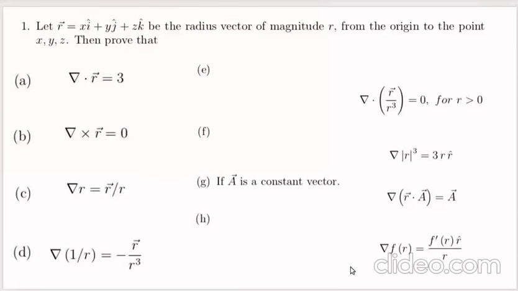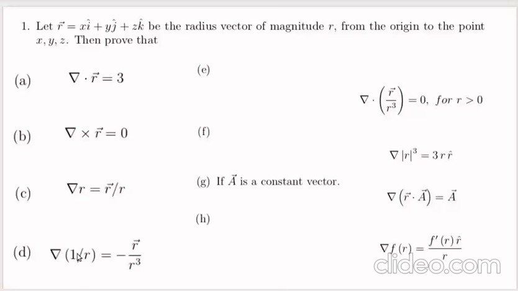Conditions. So first is divergence of R is 3, curl of R is 0, gradient of R. Here R is a scalar function, so you are having a magnitude of this R vector. So the gradient of this R is vector R by small r. Then you have to prove the gradient of 1 by R is minus vector R by R cube.